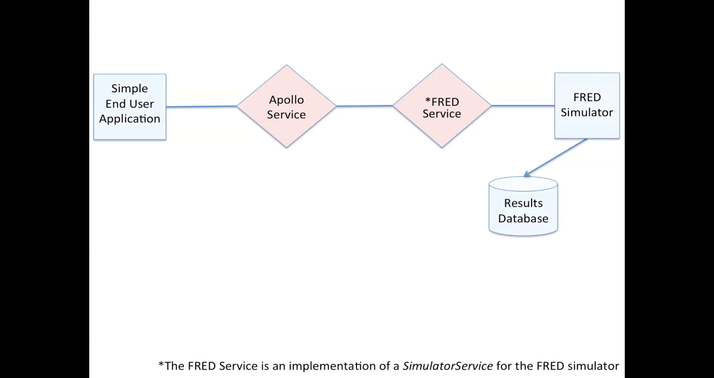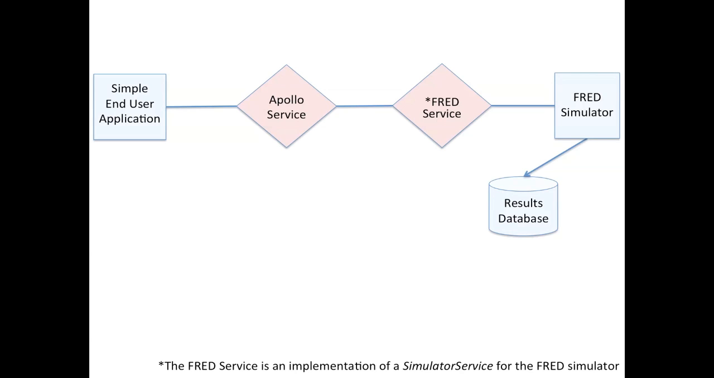On the right is the FRED simulator, and at the bottom is a relational database into which the simulator writes its results. In the middle, the 2 diamonds represent the Apollo service, which mainly functions to route jobs to simulators, and the simulator web service.